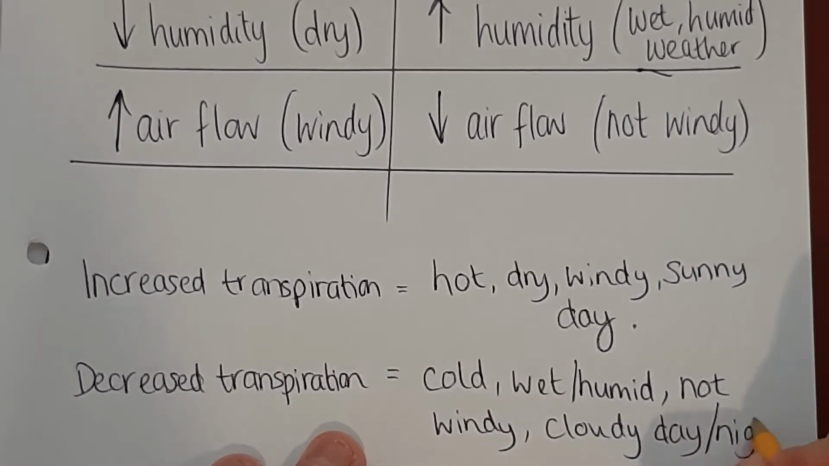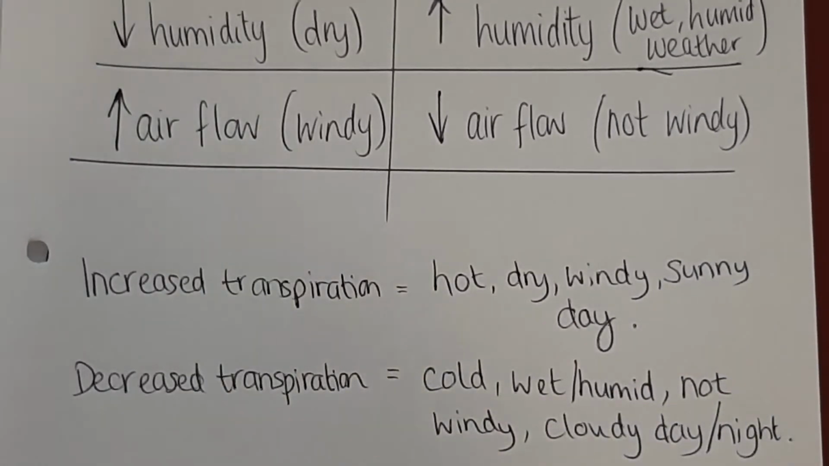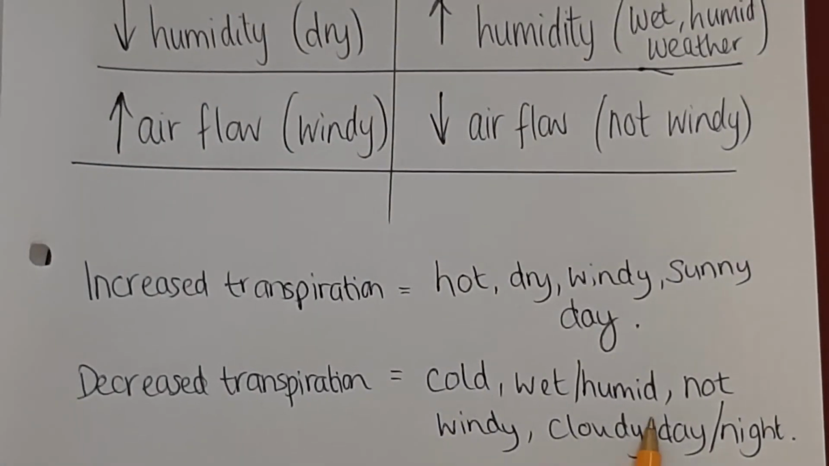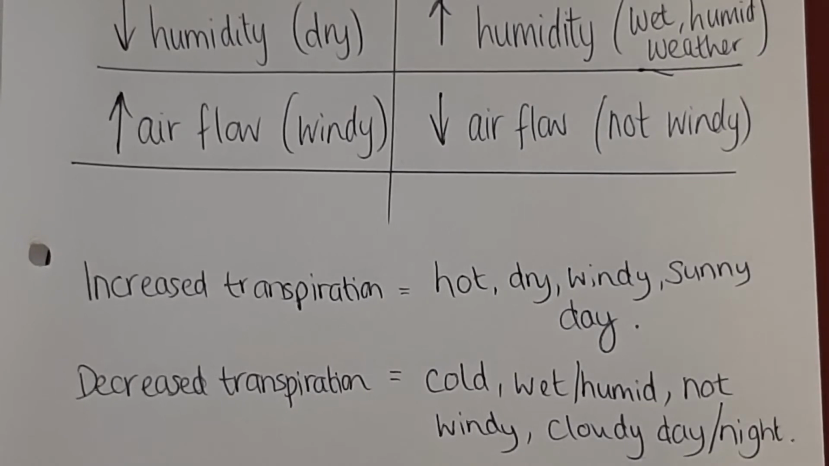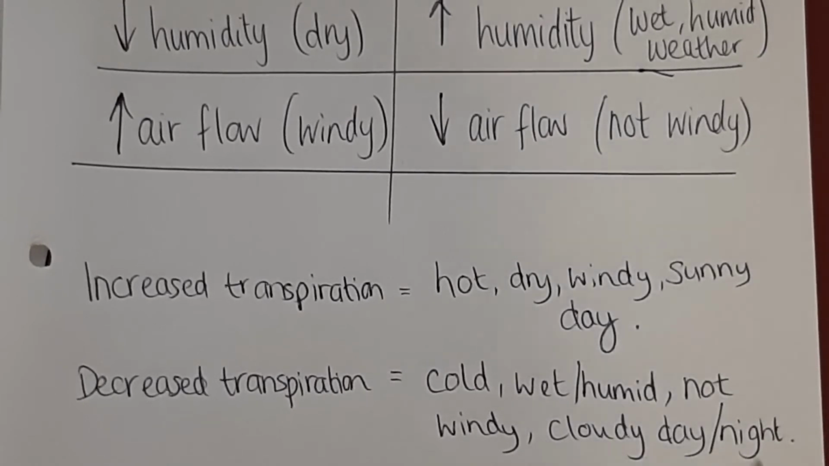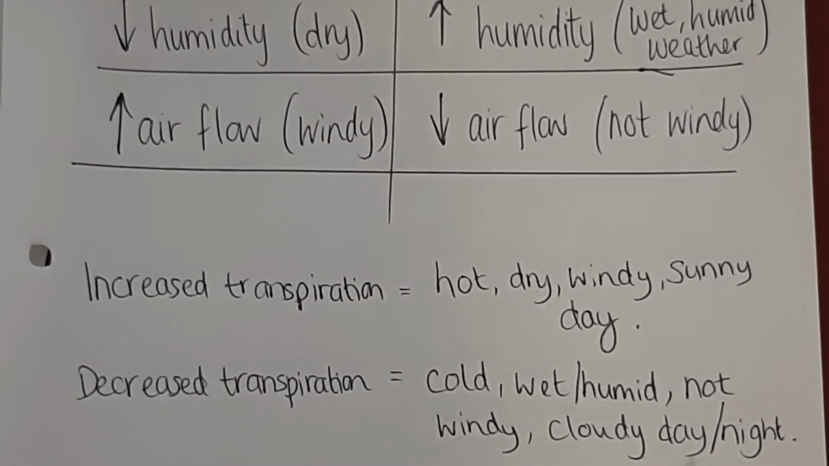Okay, so as you can see, if you live somewhere where it's cold, wet, humid, not very windy, quite cloudy in the day, and has short days, you're going to have lots of wet environments. You're going to have a lot of green, lush vegetation, so typically forested areas.